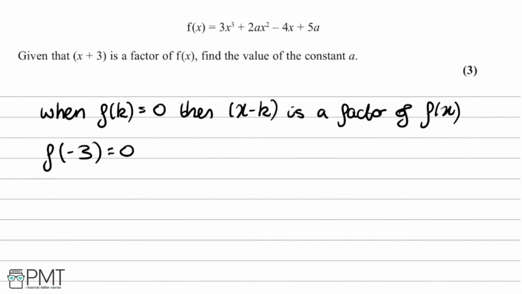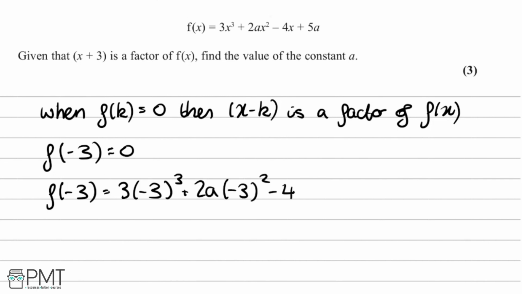So sort of reverse engineering the factor theorem, we know that f of minus 3 must equal 0. So doing that, we can set up an equation. If we say f of minus 3 equals, and here we're going to replace all the x's with minus 3: 3 times minus 3 cubed, plus 2a times minus 3 squared, minus 4 times minus 3, plus 5a, and that equals 0 because of the factor theorem.